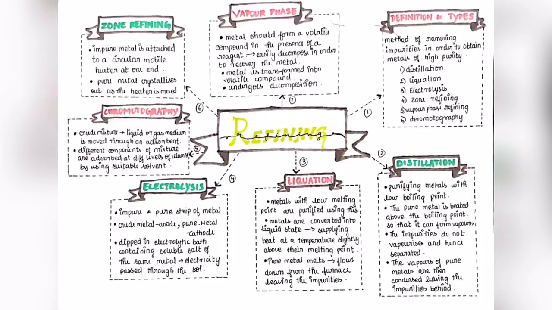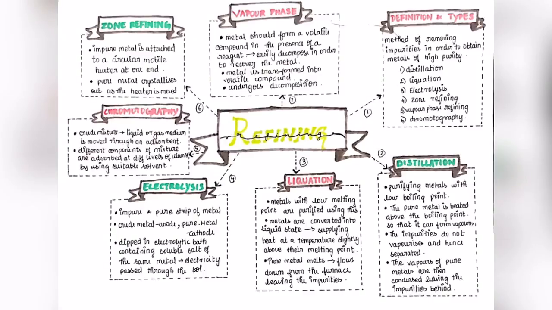Next is zone refining process. In the process, impure metal is attached to a circular mobile heater at one end. So when the heater moves, the pure metal crystallizes out and the impurities pass on to the adjacent part of the metal. This way impurities get accumulated at one end, purifying the metal.